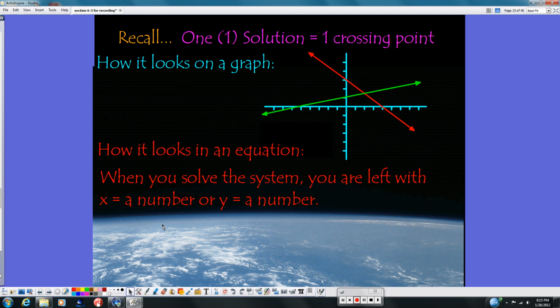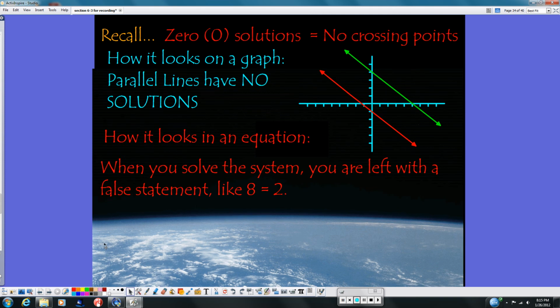Remember how it looked when we solved equations using substitution. We solved the system and we were left with x equals a number or y equals a number. Zero solutions on a graph were parallel lines. They had no crossing points. In an equation, when we solved the system, we're left with a false statement like 8 equals 2.